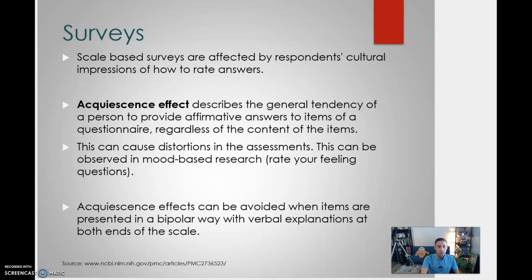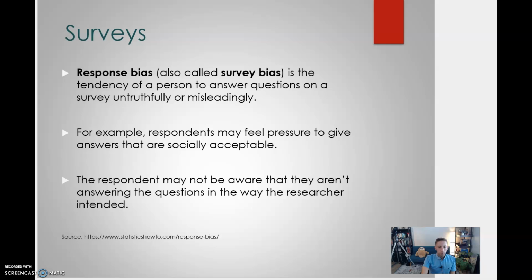The acquiescence effect describes the tendency of a person to be affirmative or negative on a questionnaire. How are they going to respond to you, because they feel that they need to be negative for you or positive for you, will be altered based on your culture. For example, some cultures don't want to show a negative effect on something, like, say, how greatly satisfied were you, or how greatly unsatisfied were you. You want to be careful with that distortion in your assessment. These effects can be avoided when items are presented in bipolar manners or with verbal explanations, or by having a better scaling system. For example, if you only stop at 5, maybe stop at 50 or 100. So keep that in mind.